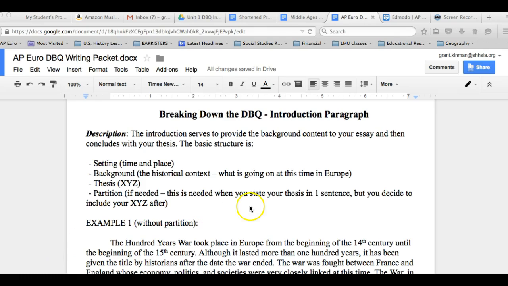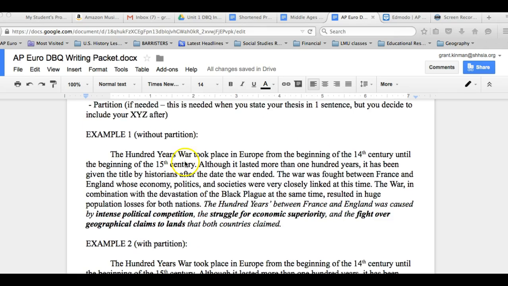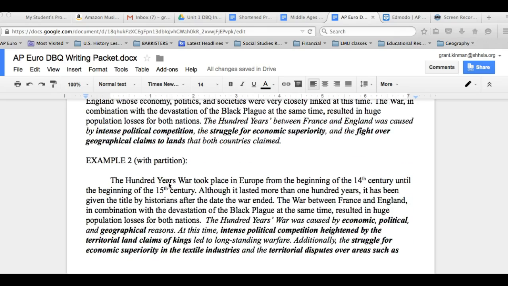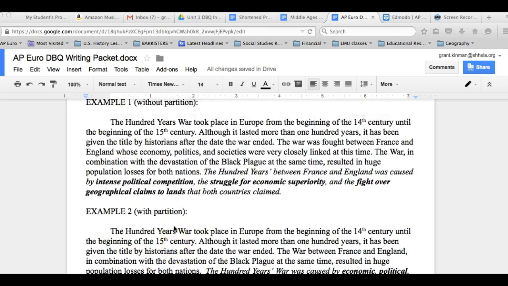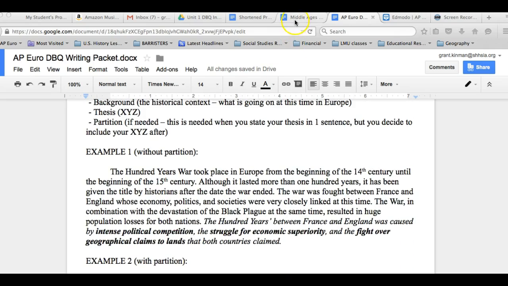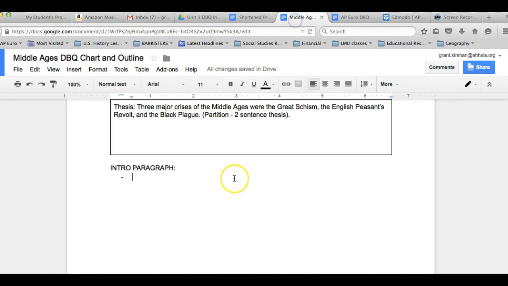The introduction paragraph, it needs to include these things in this order. The setting, describe the time and place, background, the historical content, what is going on at this time in Europe, and then you need your thesis and your partition. So I want you to, number one, look at these two examples. These are great introduction paragraph examples. And then I want you to, underneath your intro paragraph, include these things.